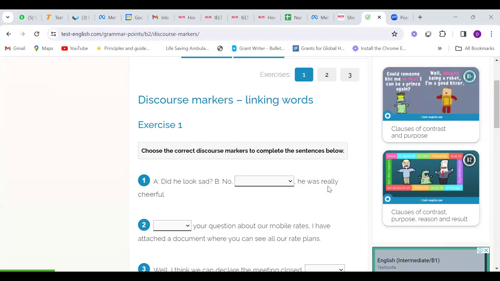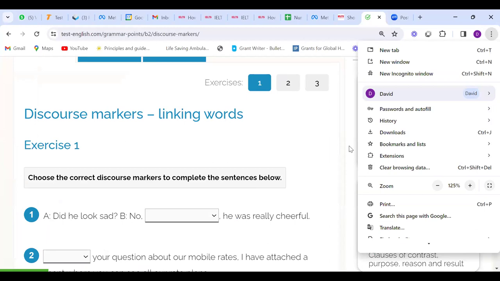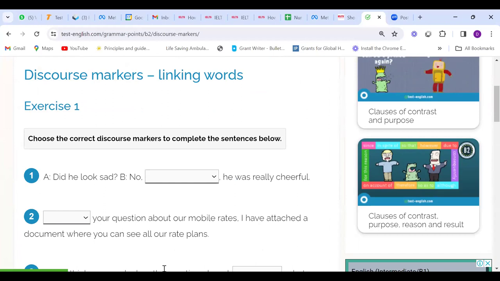Okay. I'm sure you all can see my screen. You see discourse markers, linking words, exercise one. Choose the correct discourse markers to complete the sentences below. Probably should increase the font size a bit for those of us whose eyes are not as good as mine. Okay, I think this is much better. So discourse markers, linking words. Exercise one. Choose the correct discourse markers to complete the sentences below.